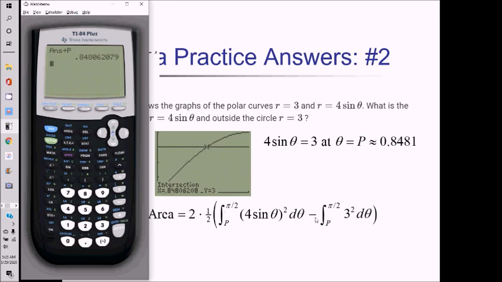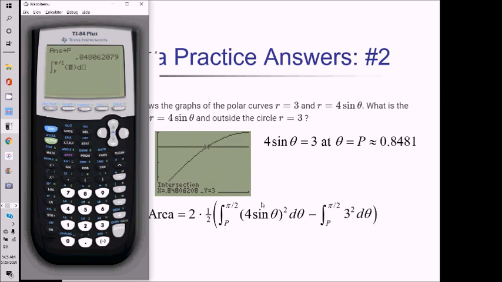Now you might notice that both of these integrals have the same limits of integration. So we can actually combine this into one big integral using our definite integral rules. So I'm going to just have one integral, so math 9, from alpha P to pi over 2. So let me do pi divided by 2. Okay, there we go. And inside here, I'm basically going to have 4 sine of theta squared minus 3 squared.